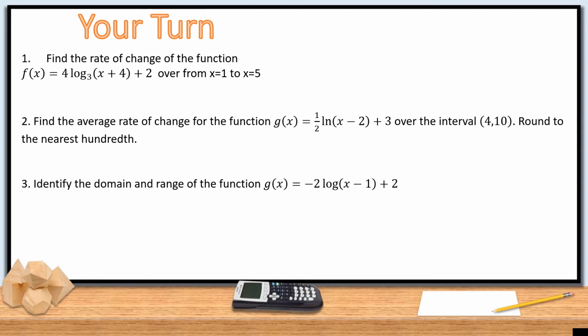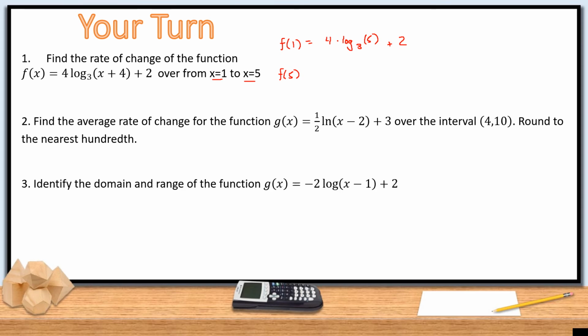Okay, so first one, we've got 4 log base 3 of x plus 4, plus 2, and we've got from x equals 1 to x equals 5. So that is our domain interval. So we're going to need to know f of 1, and we're going to need to know f of 5. So what are the y values that go with that? So f of 1, we've got 4 times log base 3 of x plus 4, so that'll be 1 plus 4, which is 5, and plus 2.